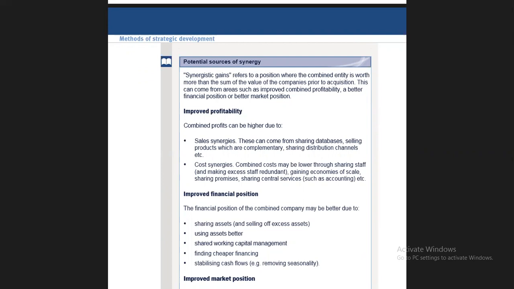This can come from areas such as improved combined profitability, a better financial position, or a better market position.